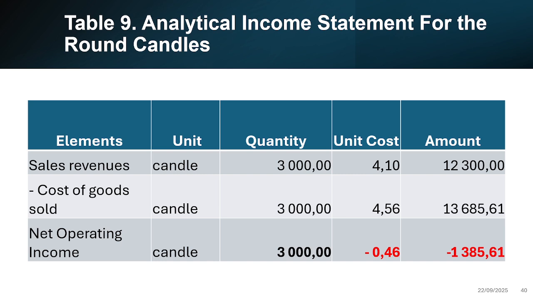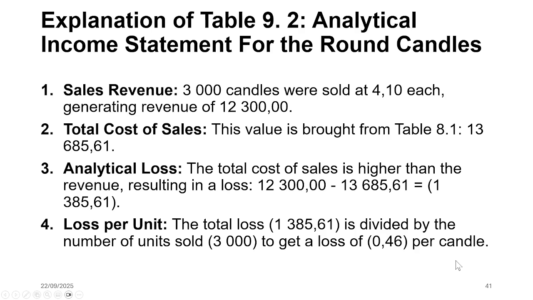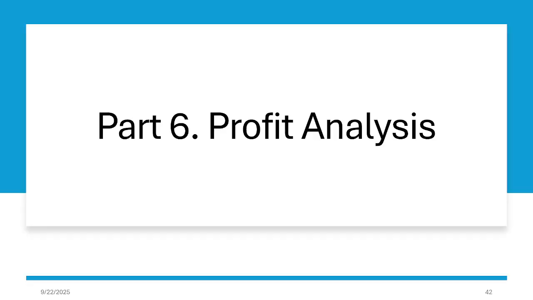Total cost of goods sold is higher than revenue, resulting in a loss of 1,385,000. So the loss per unit is the total loss divided by the number of units. So 3,000, to get a loss of 46% per candle. Okay, so here you can see the step by step calculation. And now we move to the last section, the profit analysis.